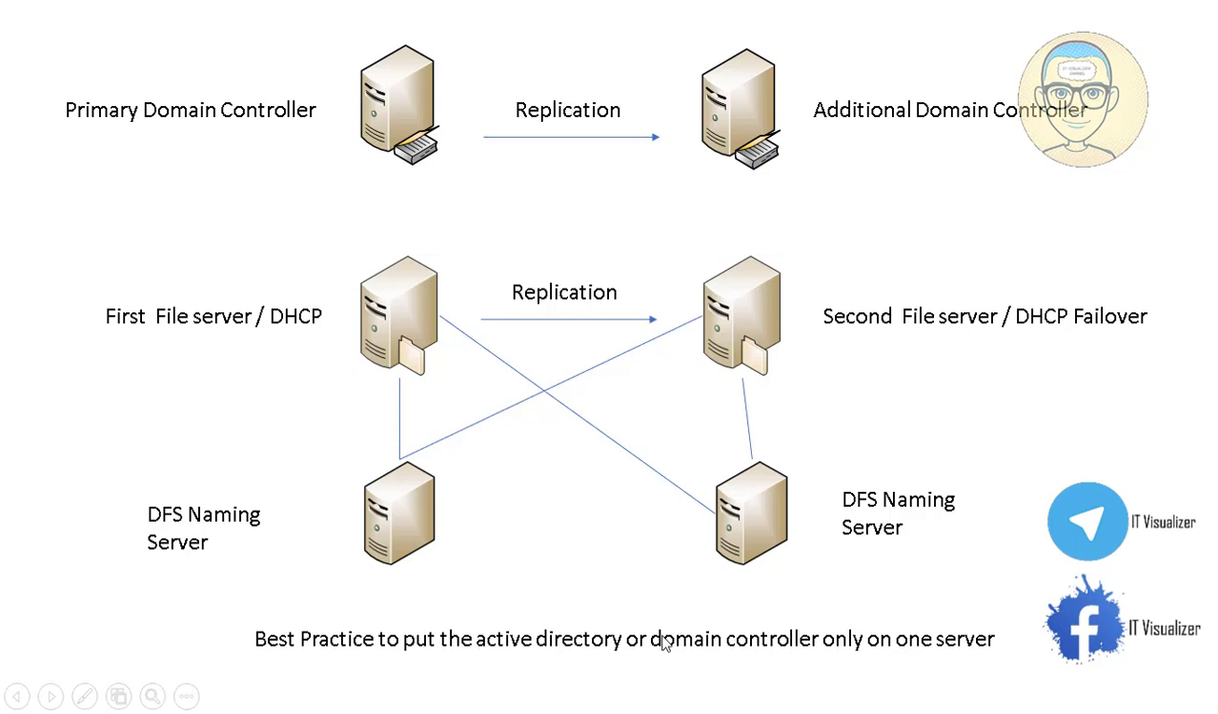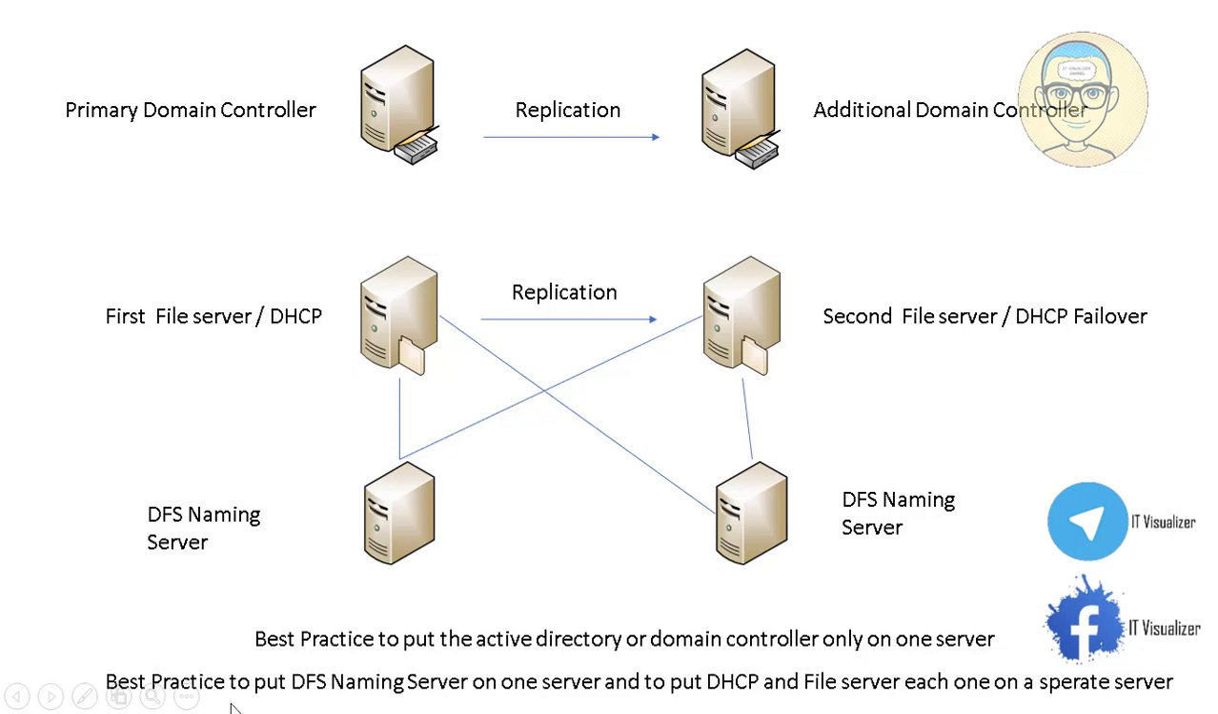The best practice is to put the Active Directory or domain controller only on one server, and the best practice is to put the DFS naming server on one server, as we said here, and to put DHCP and file server each on a separate server. So the best practice is to put domain controllers separately on one server each, to put the file server separately on one server each, and the DHCP to also be put separately on one server each.